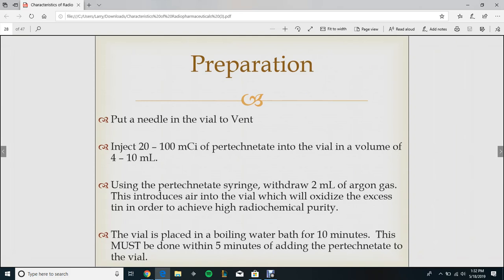For preparation, you put a needle in the vial to vent, and inject 20 to 100 millicuries of pertechnetate into the vial in a volume of 4 to 10 ml. Using the pertechnetate syringe, withdraw 2 ml of argon gas. This introduces air into the vial, which will oxidize the excess tin in order to achieve high radiochemical purity. The vial is placed in a boiling water bath for 10 minutes. This must be done within 5 minutes of adding the pertechnetate to the vial.